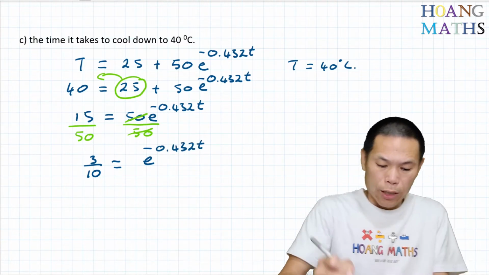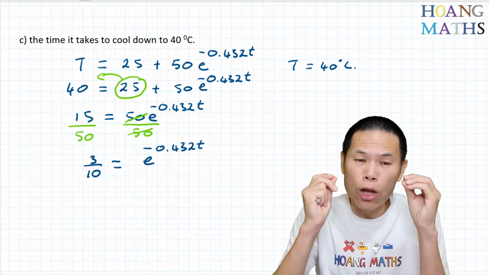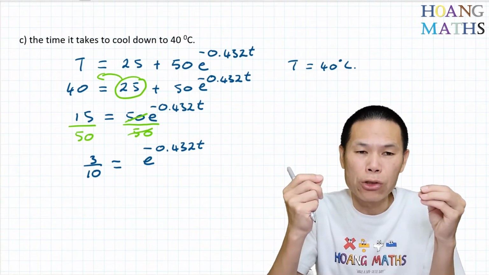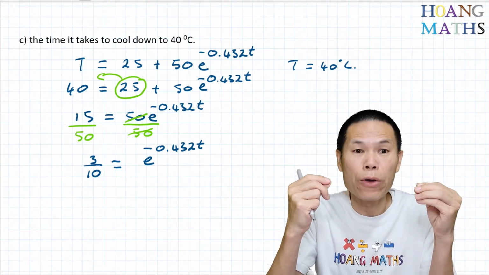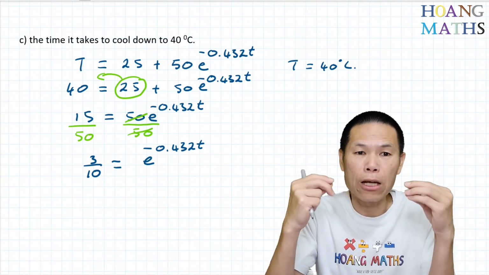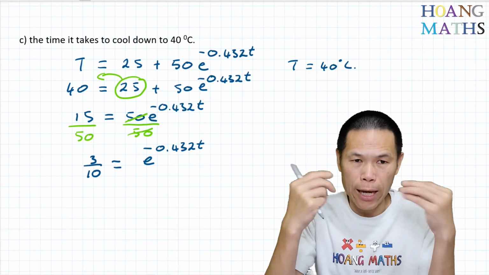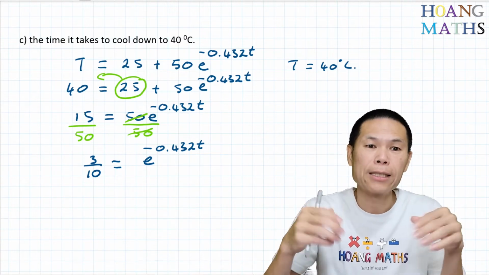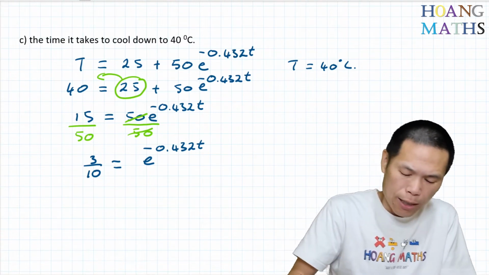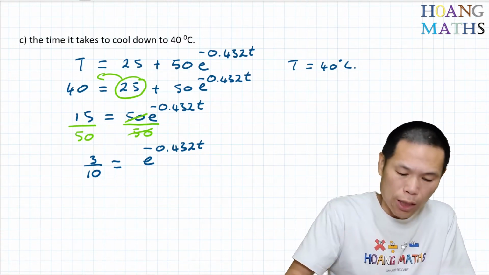So what I do now is I take log on both sides. Doesn't matter what base you take, okay? But since it's e to the power of negative 0.432t, I take log base e. So they cancel each other out. That's why I use log base e. But if you use log base 10, it's still correct. So nothing wrong with that, okay? But this is just easier, that's all.